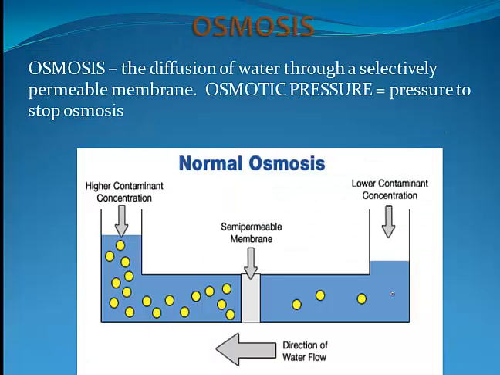A very special kind of diffusion that's really important to humans is osmosis. That is diffusion of water through our membrane. Osmotic pressure is the pressure to stop osmosis. When you've been drinking a lot of water and you haven't gone to the bathroom for a while, the osmosis process is what's allowing you to make your urine. And if you can't go to the bathroom and you need to stop making urine, osmotic pressure will help your body to stop making urine.